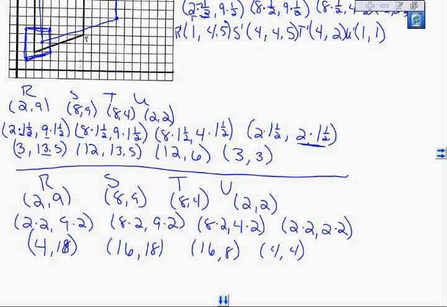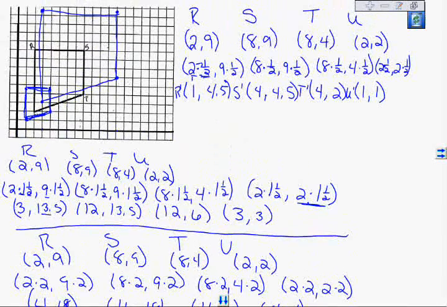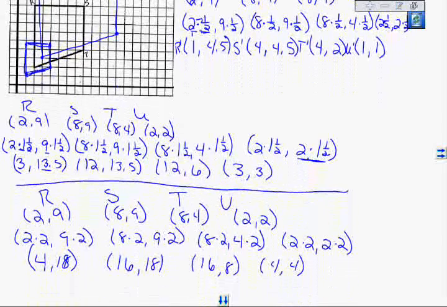I'm not going to plot this on my graph because I do not have enough room. My Snagit image is a lot smaller than your image. But you do have enough room on yours, so you do need to plot the new coordinates for scale factor of 2, which means we doubled the image.